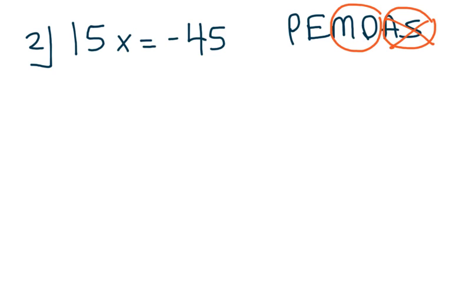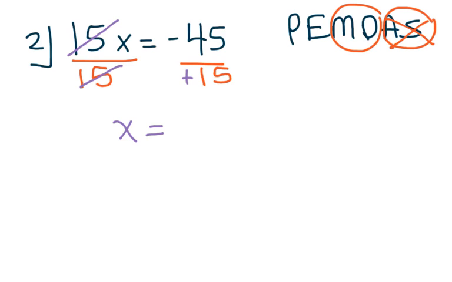15 is multiplied by x. The opposite of multiply is divide, so we're going to divide both sides of the equation by 15. When you do that, these cancel. 15 divided by 15 equals 1, and you get x equals, and a negative divided by a positive is a negative, 45 divided by 15 is 3. So our solution set is negative 3. Okay, and then you're done.